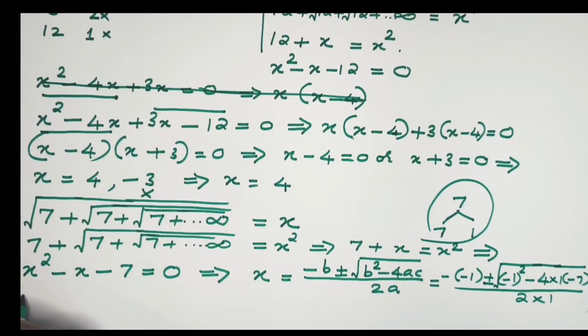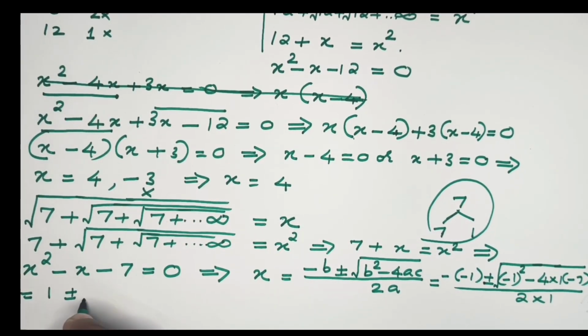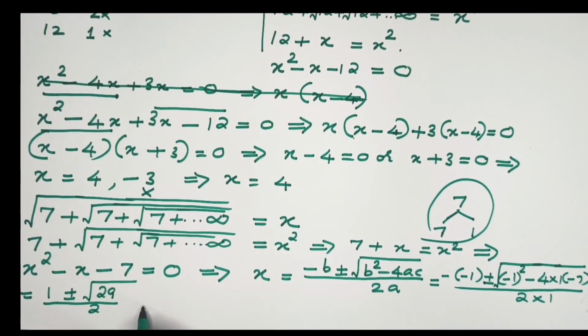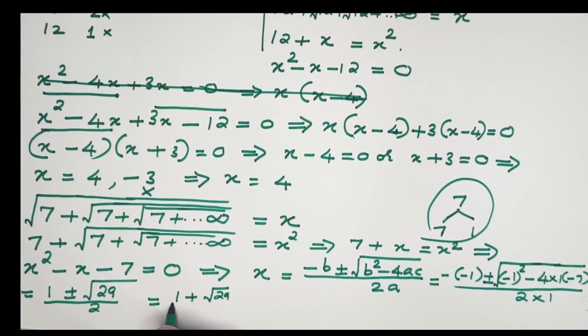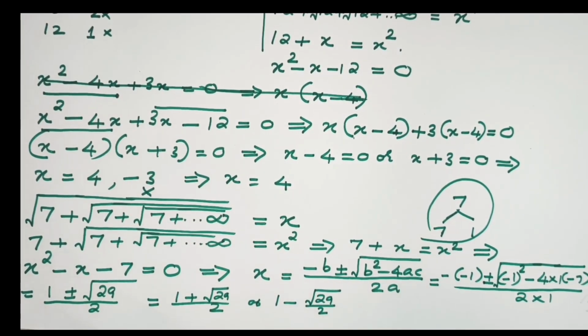This on simplifying, minus 1 is plus 1, plus or minus the square root of minus 1 square, which is 1. This on simplifying you get plus 28. So the whole thing will reduce to root 29 divided by 2. So there are two solutions. 1 plus root 29 divided by 2 or 1 minus root 29 divided by 2.